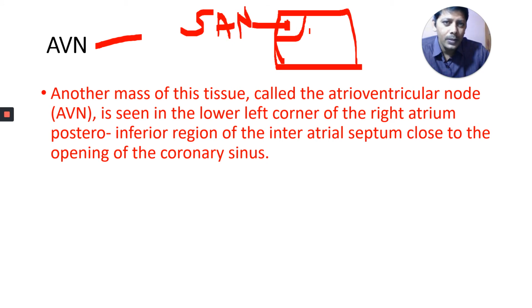This is the right atrium. In the right atrium, this is the right upper corner. Here is the sinoatrial node.